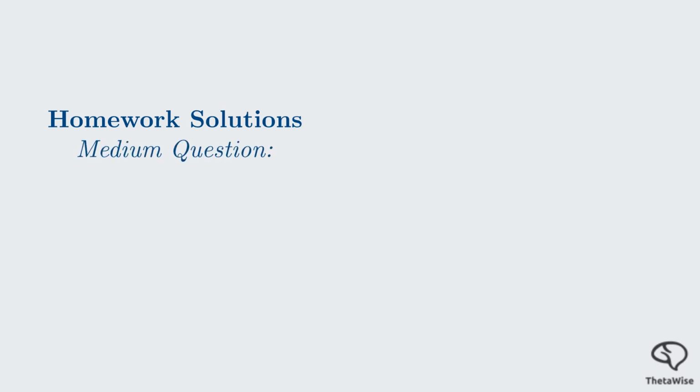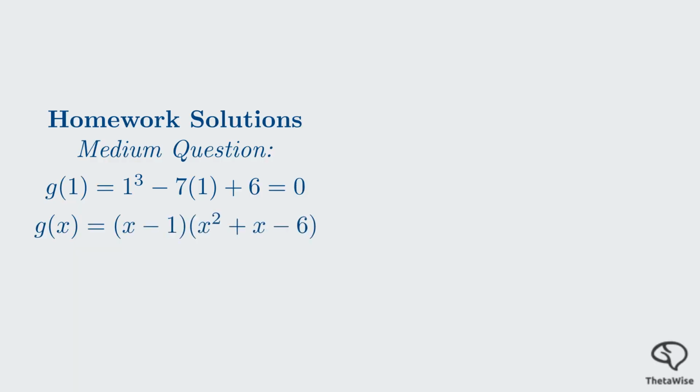For the medium question, we first find a root. Let's try x equals 1. G of 1 equals 1 cubed minus 7 times 1 plus 6, which equals 0. So x minus 1 is a factor.